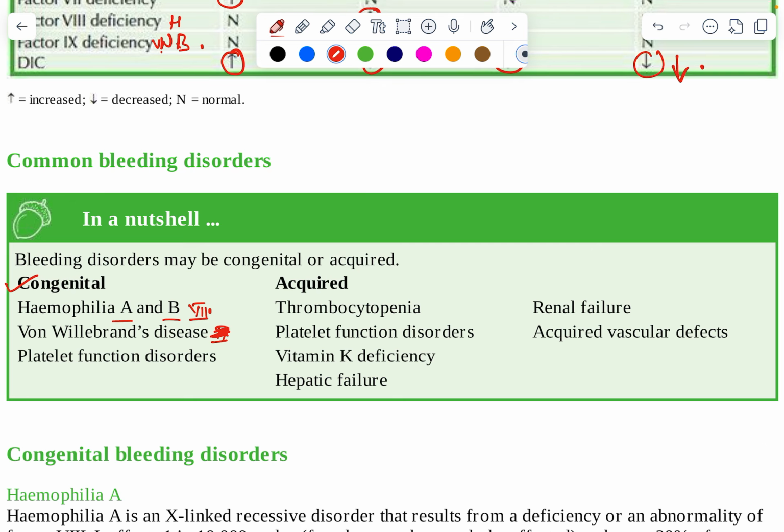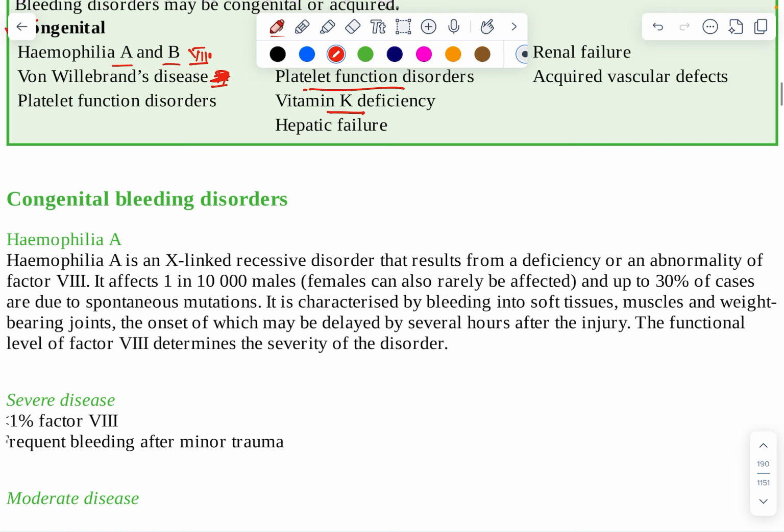Yes. Platelet function disorders. Acquired: thrombocytopenia, and one is the platelet function disorders. Because of any antiplatelet medicines, aspirin, clopidogrel, there can be functioning disorders, vitamin K deficiency, or renal failure, acquired vascular defects. Among congenital disorders, hemophilia A is X-linked. It affects most commonly males, but females can be carriers. It is characterized by bleeding in the tissues, muscles, and weight-bearing joints.